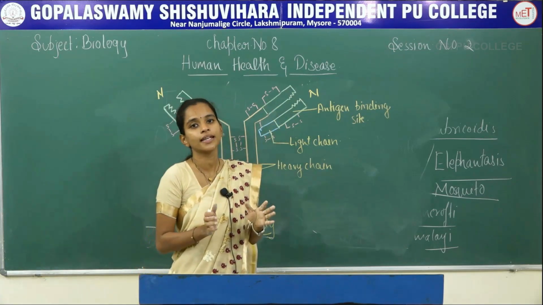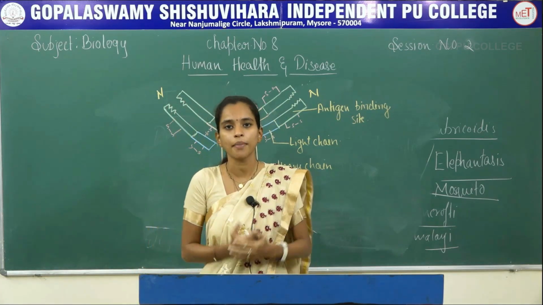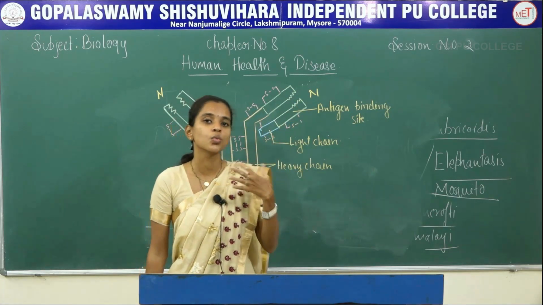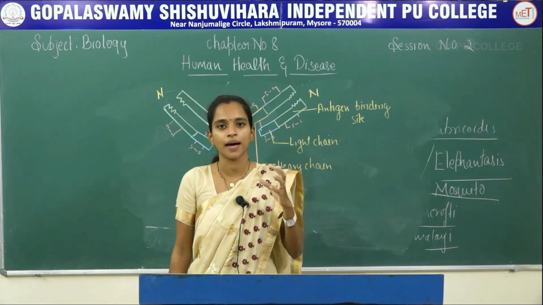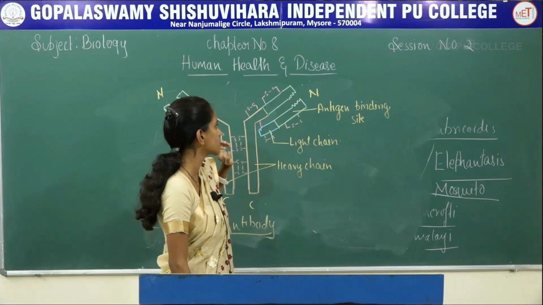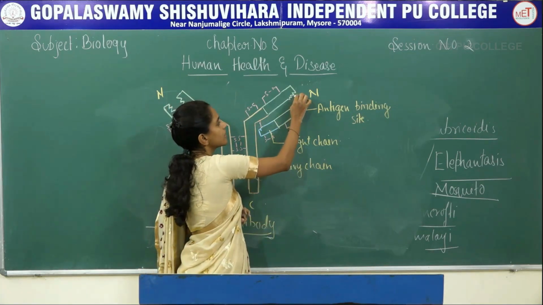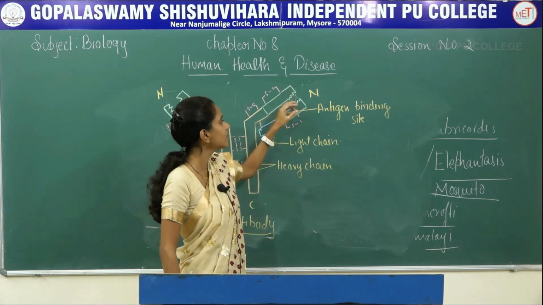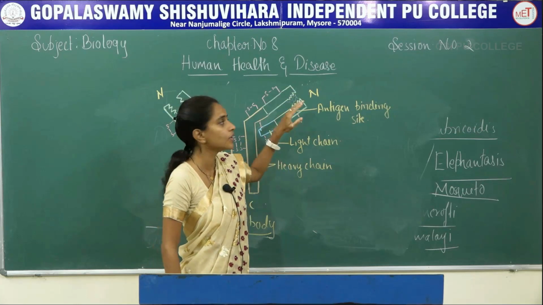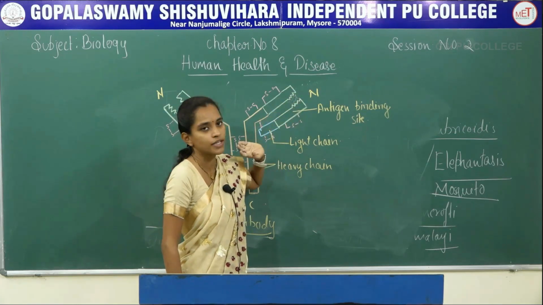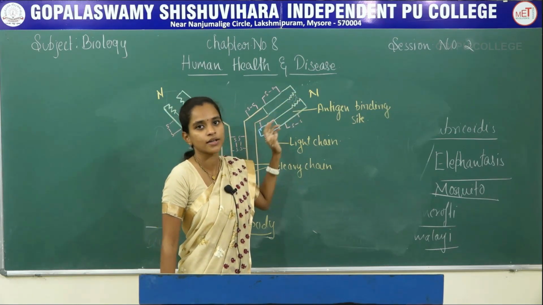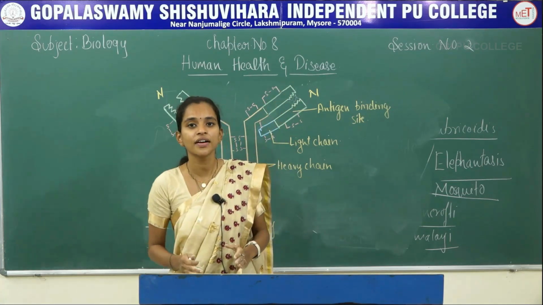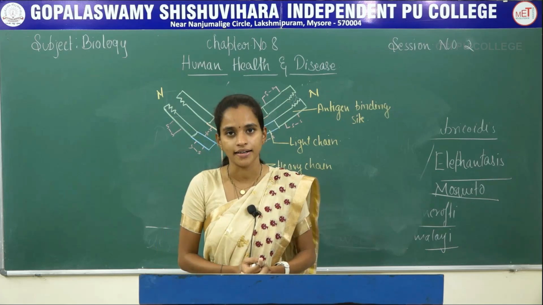This antigen binding site is different for different pathogens. You can see here the serrations. These serrations vary based on the type of pathogen it encounters. So if a pathogen comes here and it matches with this antigen binding site, then the pathogen or the antigen will be destroyed by this particular part of the antibody. So this antigen binding site is different for different types of antibodies.